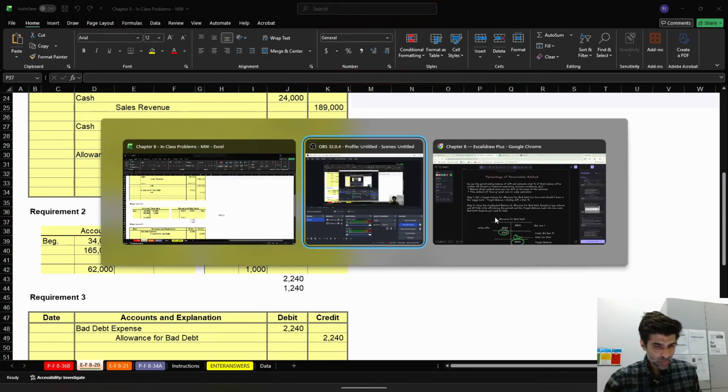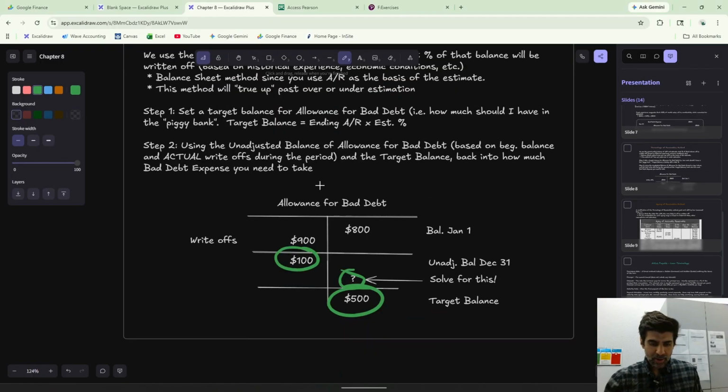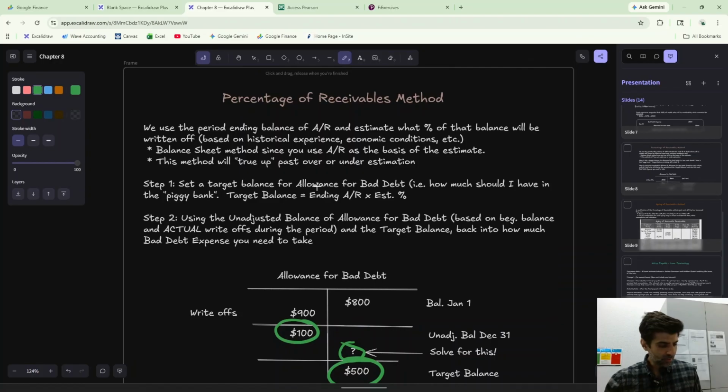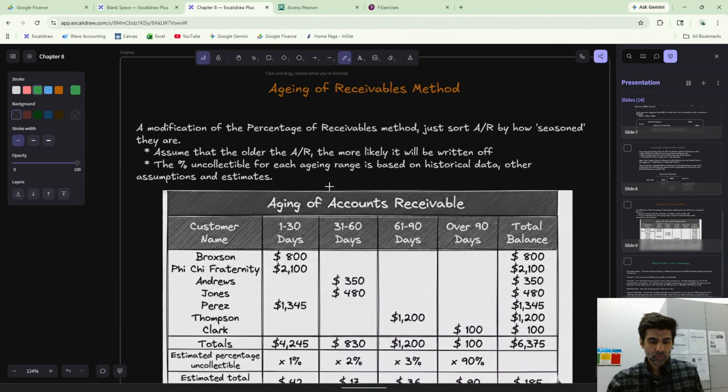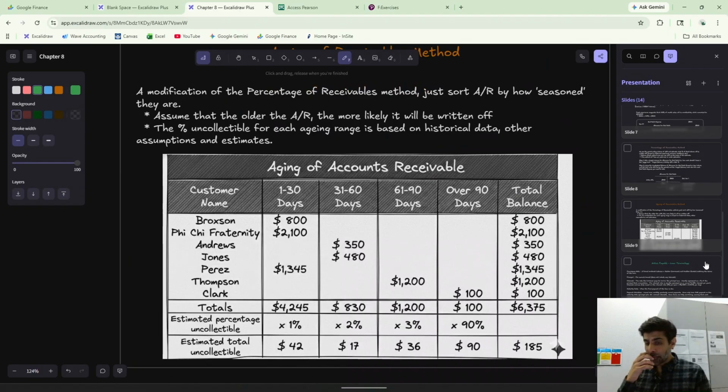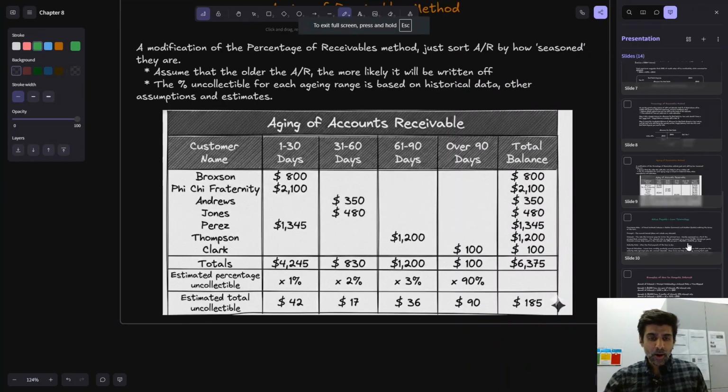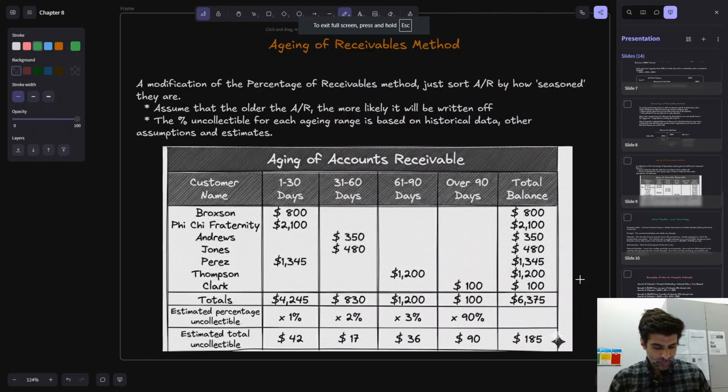Okay, so let's move on to the last of the three. It's very similar to a percentage of receivables, except we're now going to break out the accounts receivable more granularly. So again, it's a modification of the percent of receivables method.